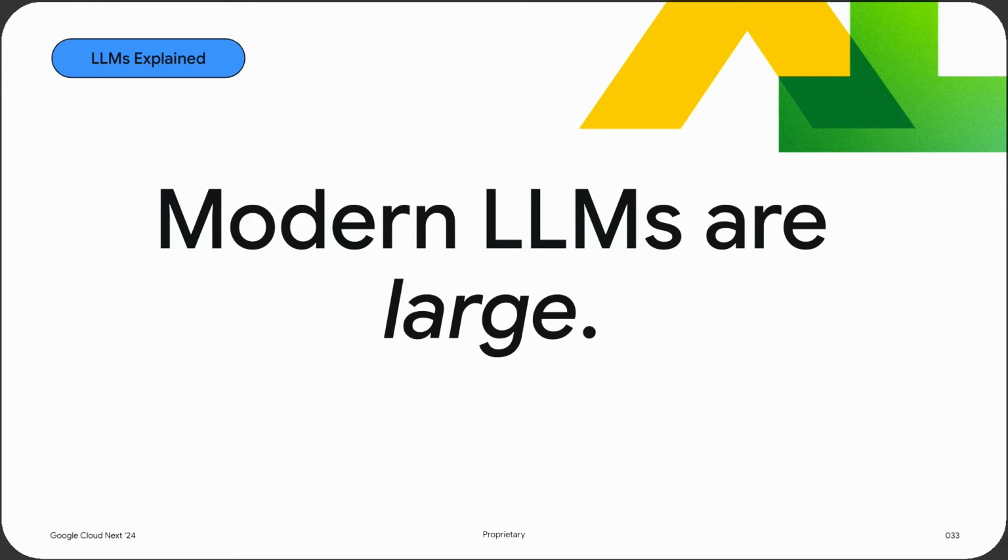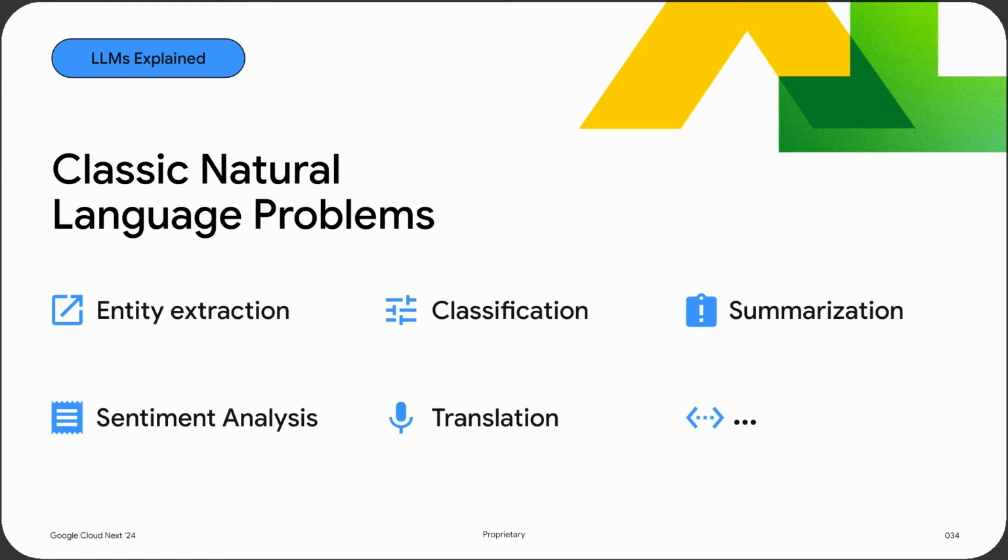And the current generation of large language models are trained on large, diverse data sets, representing all kinds of language and context from around the web. These models have billions, sometimes trillions of parameters, so they can capture language structures more complex than what we've seen previously, which makes them very useful for a number of common classical natural language tasks that we previously have trained specific models for, especially entity extraction, classification, summarization, sentiment analysis, and translation.